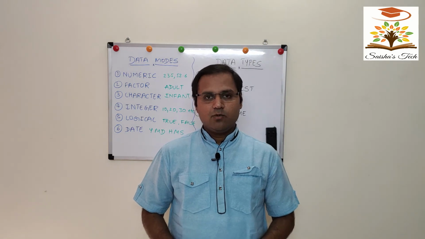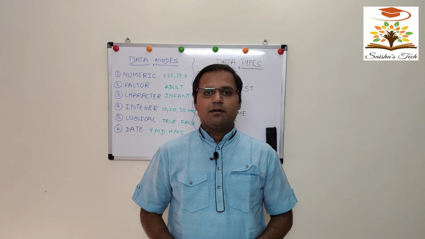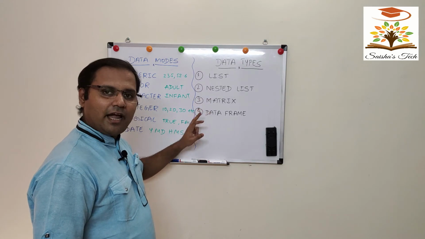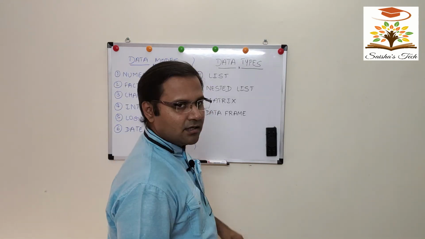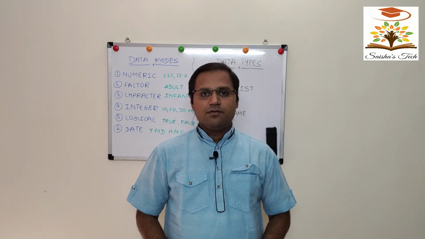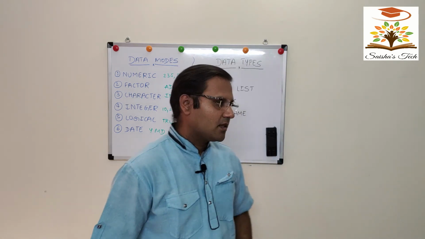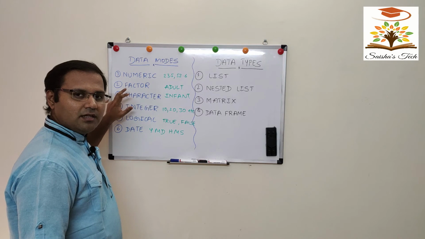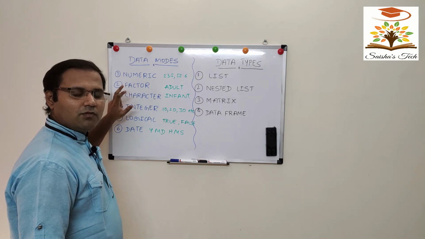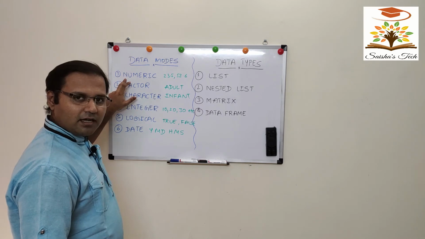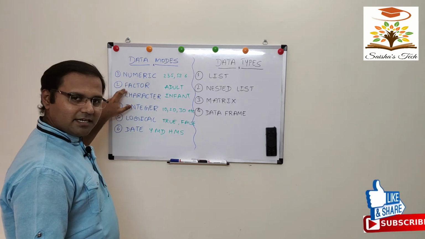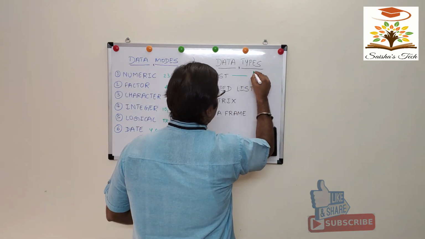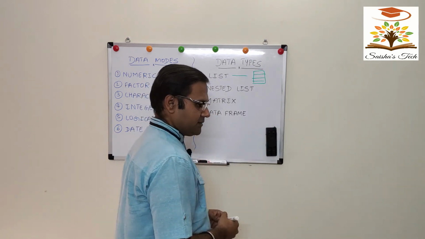As we have learned the different data modes, now let us learn the different data types which are present in R. List, nested list, matrix, and data frame. List is an accumulation of number of observations or rows. You can store any one type of data mode in a list. Example: you can store a column with a number of observations as numeric data or integer data, factor data, or date type. So it is accumulation of many observations.